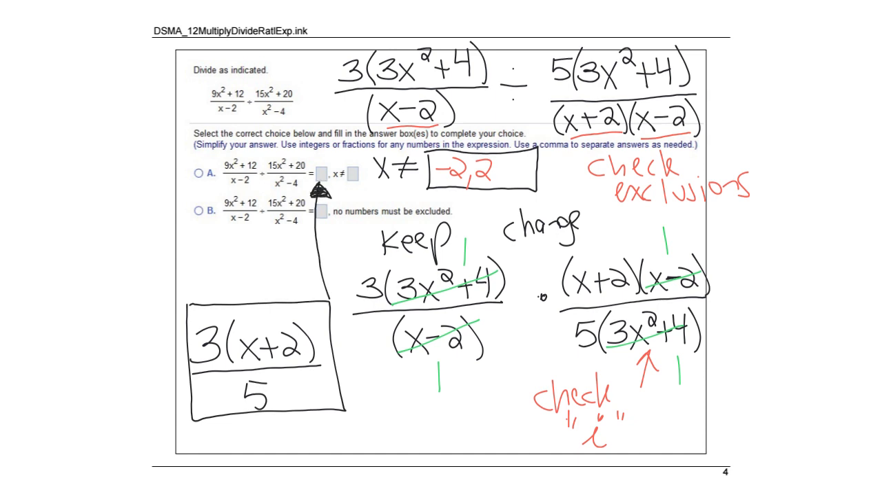We actually use these a lot in science. You'll find when you head on to chemistry, physics, and you start messing with the algebra in the science. And then our exclusions are negative 2 and positive 2.